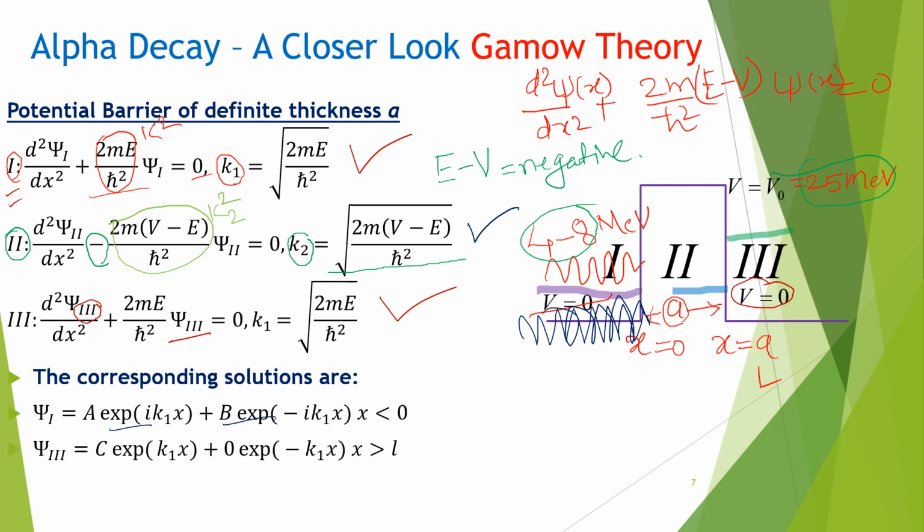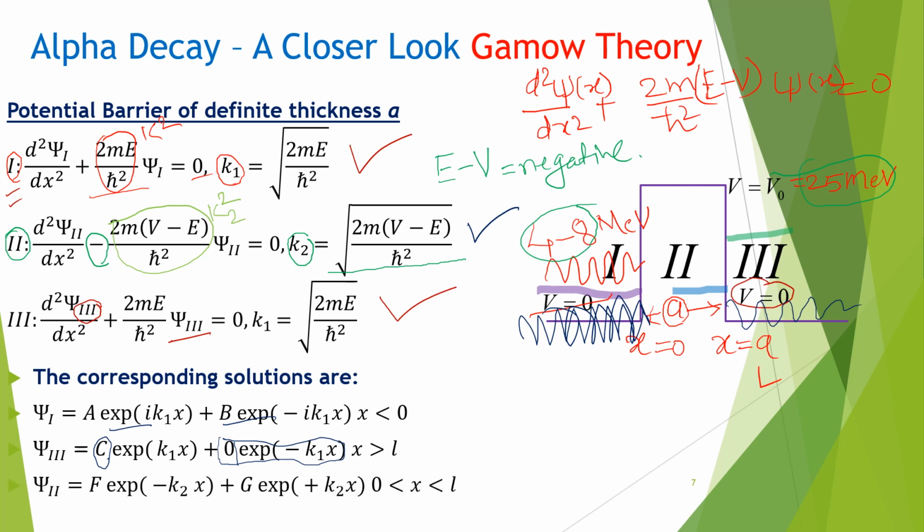Then for region 3, the solution is of a similar kind, only the constant is different. That depends on the boundary conditions that we are going to discuss to evaluate that. C times exponential of ik1x. The negative part I am ignoring by putting that constant to 0, because here I am going to talk about only the forward motion of the alpha particle.